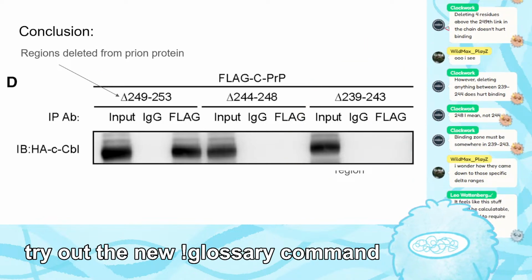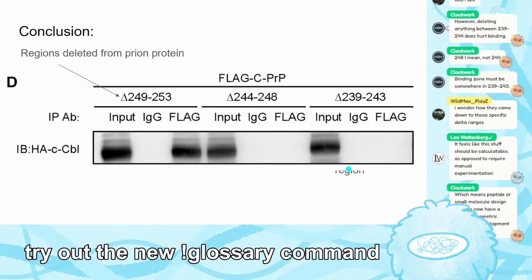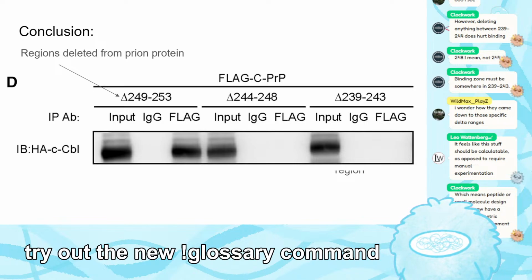I wonder how they came down to those specific delta ranges. I don't actually know if they had a justification. They might have just felt like doing 3 different regions. You could probably go even deeper into it, but that would be a lot more work. If I had to guess, it's probably because doing 3 sections is a lot less work than doing every individual amino acid. All right. Cool.